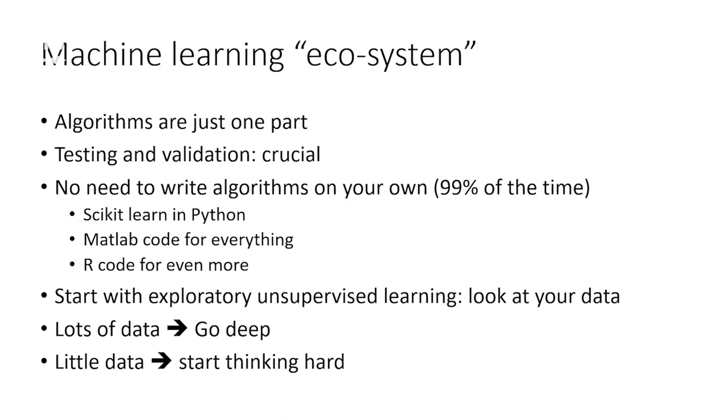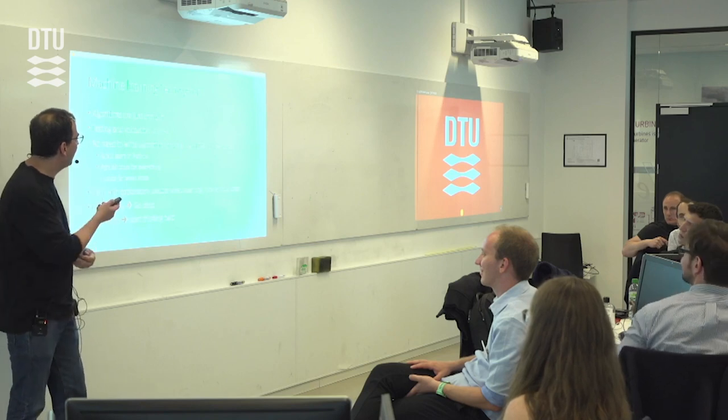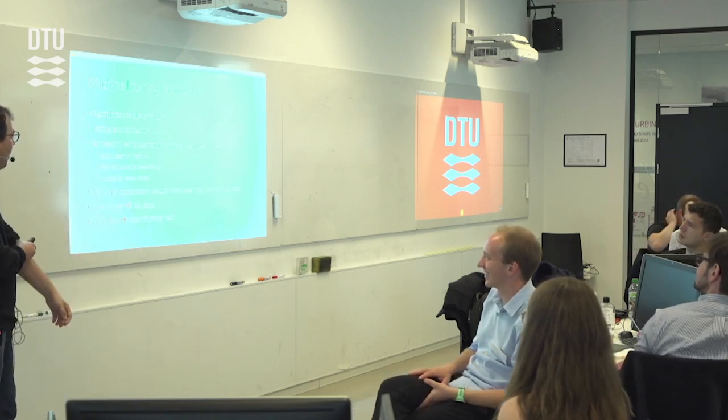Okay. The ecosystem: just remember that algorithms are just one part. Sometimes we like to focus on algorithms because we feel most comfortable there. But this is just one component and probably not the most important one. Testing is more important, validation is more important, and you really should not write an algorithm on your own. This is like writing HTML code. You don't need to do it. There are people that do it for a living. It's not you. So usually you should not write it on your own.